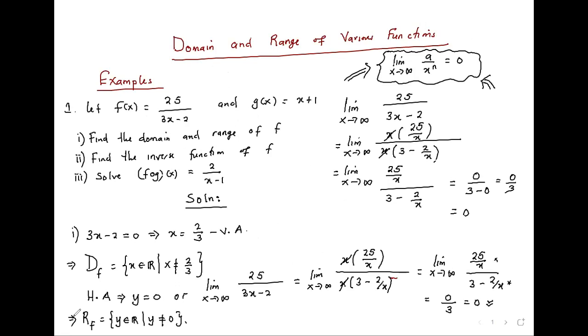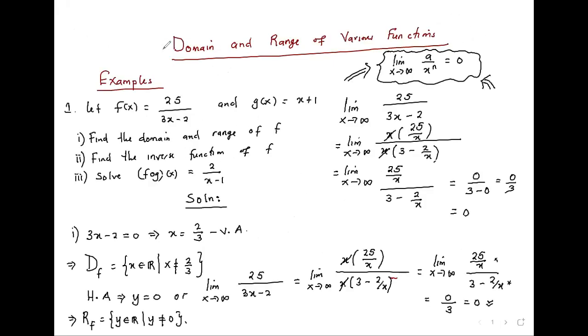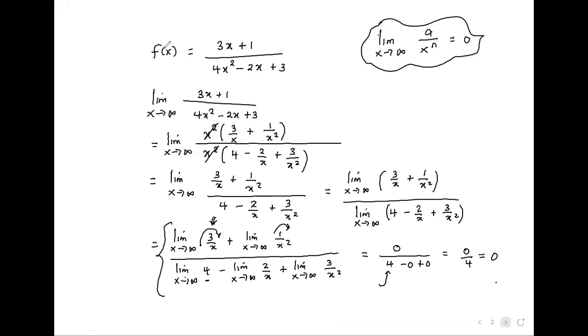Now let's advance. We go to the inverse function of f. So we have the function f of x is equal to 25 over 3x minus 2. We want to find the inverse. So to find the inverse, you let y be f of x.